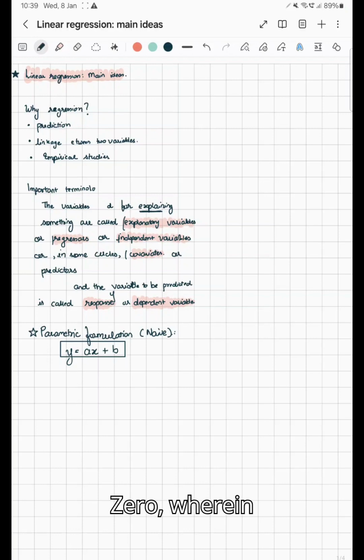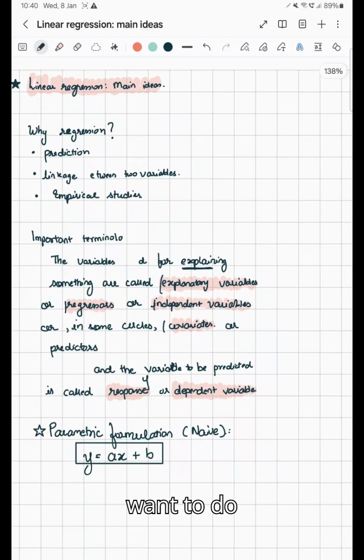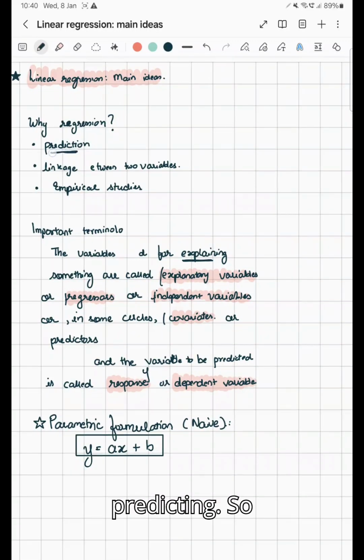of Ground Zero, wherein we'll dive in and discuss and dissect linear regression and its main ideas. Before we jump right in, we want to know why you want to do linear regression in the first place. At its core, regression is about predicting. If we are given a value x, what does it say about the value y?